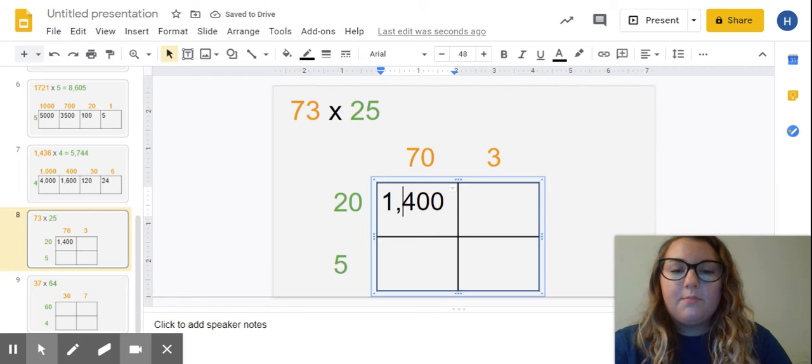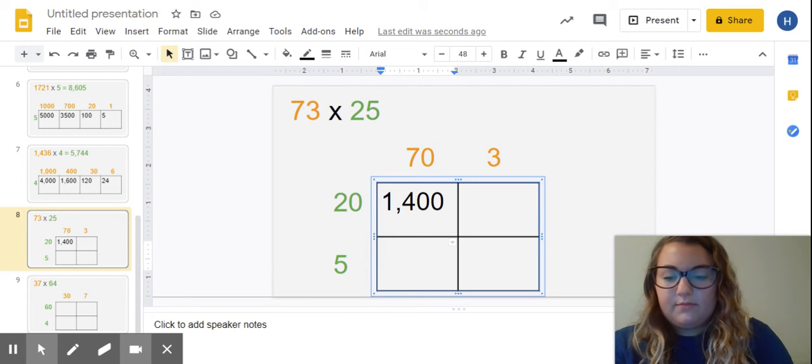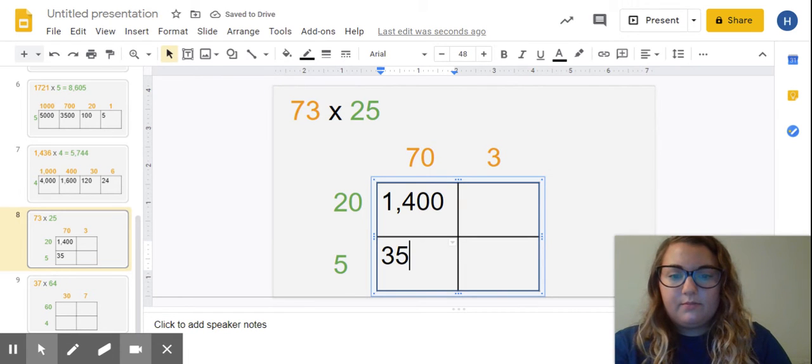So now that I've multiplied 20 by 70, I need to multiply 5 by 70. I know that 5 times 7 equals 35. But here I have my 0 that I need to add on. So 350. So I have multiplied both of my numbers by 70.